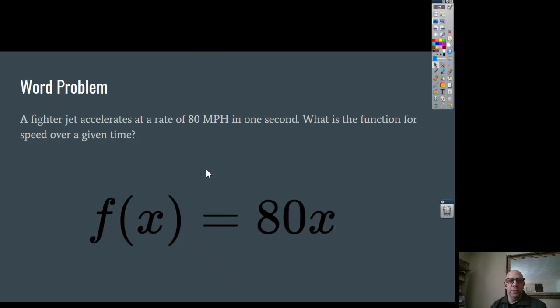Is this discrete or continuous? Well, can you measure how fast the jet is going after 1.5 seconds? Yes. So there is no jumping from second to second. It's a continuous measurement of speed. And so that's it. That's our difference between discrete and continuous functions.